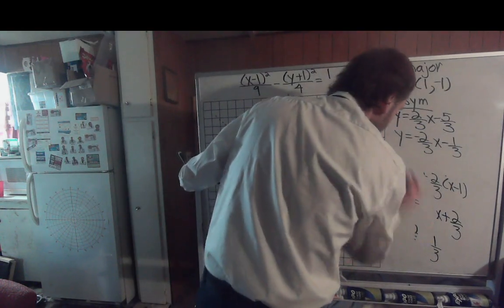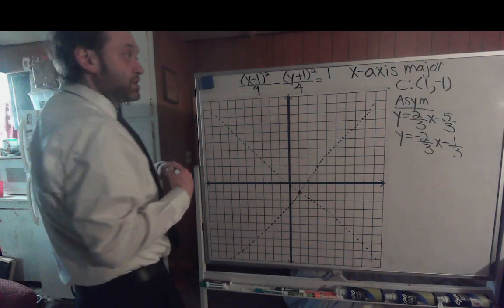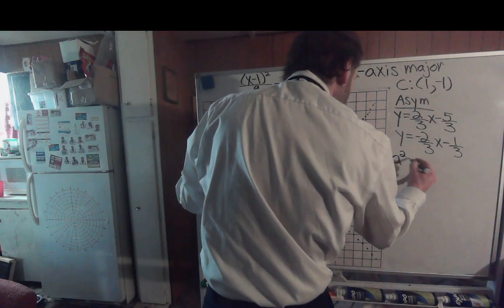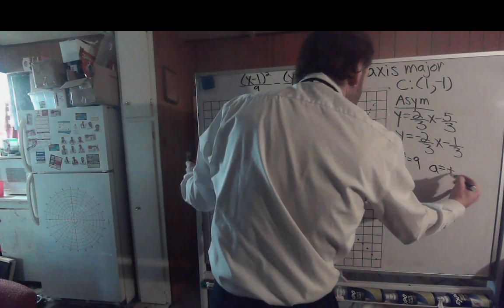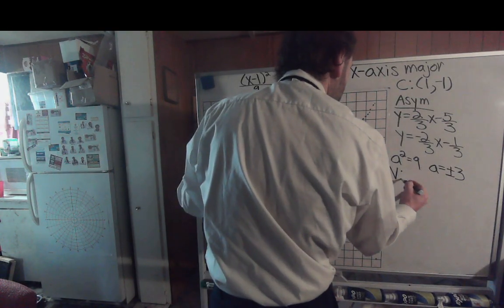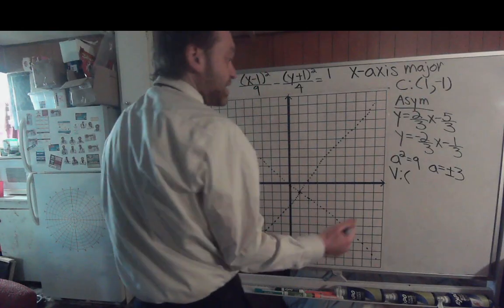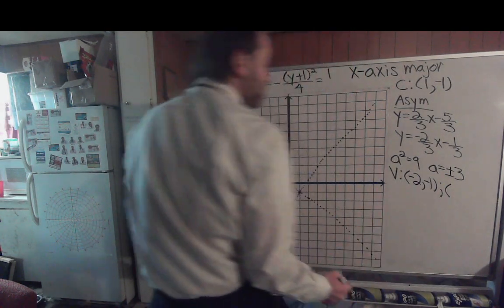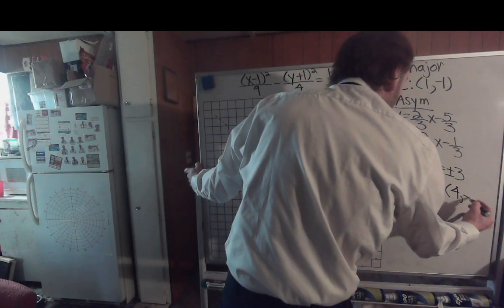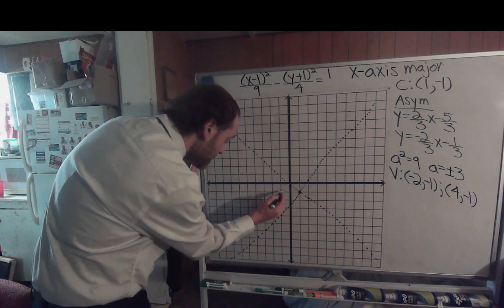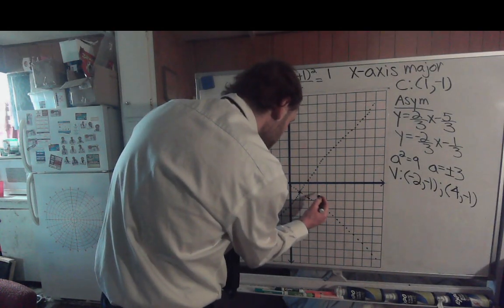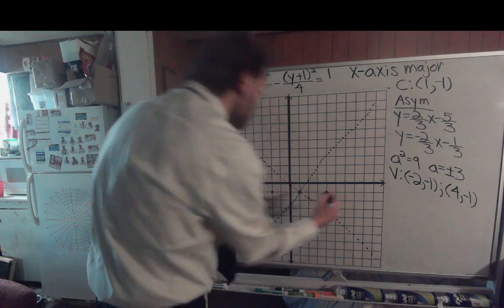All right. Now that we've got the asymptotes in the center plotted, let's find the vertices. So the x-axis is major. That means a² = 9, which has to mean that a = ±3. First, start with your center at 1, subtract 3. You'll end up getting (−2, −1) as a vertex. And then if you add 3 to 1, you'll end up getting (4, −1) as a vertex. So here is (−2, −1) and then here is (4, −1). Those are both your vertices.